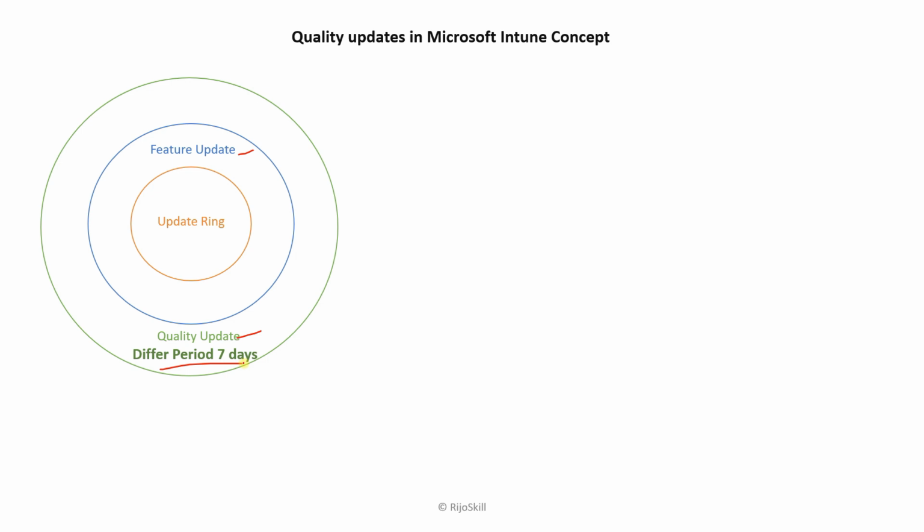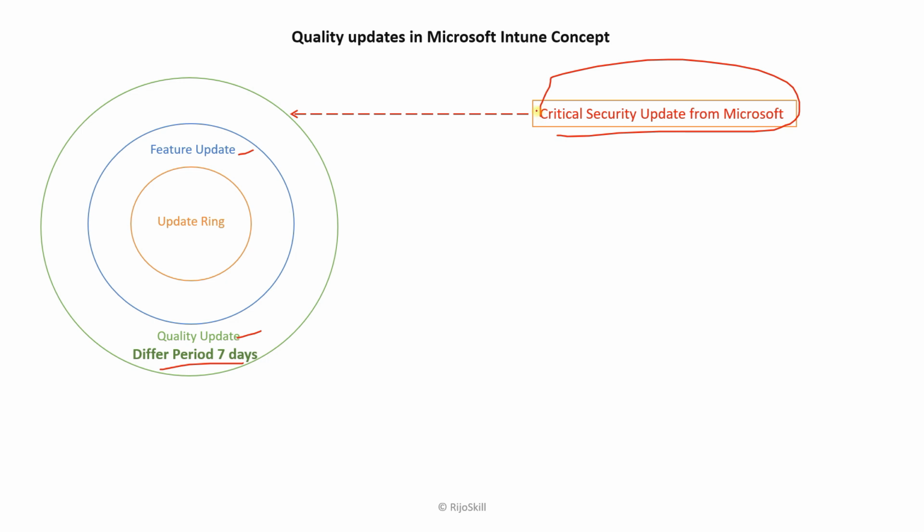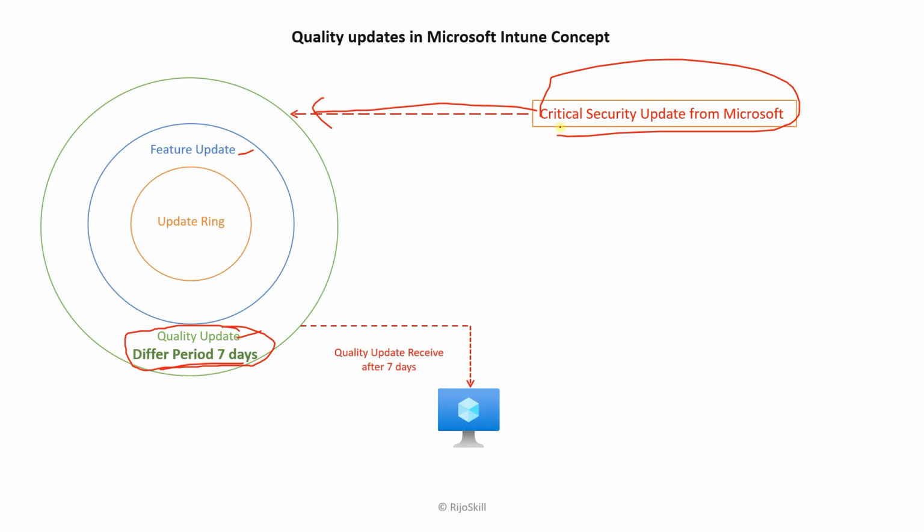In some cases Microsoft identifies a system vulnerability, so they will give a second patch for your device. This is a critical security update from the Microsoft side, and you need to update your system immediately. Here you can see your critical security update will come from the Microsoft update through the Intune update ring. You already put the quality update defer period at 7 days, so once the update is received by each device after 7 days, the system remains vulnerable. We need to be able to immediately update with Microsoft's critical security update.